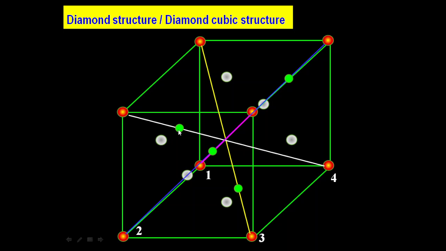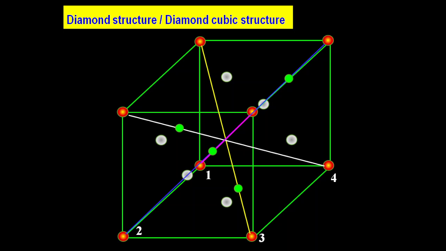So those four atoms are placed alternately at 1/4 and 3/4 distance of particular diagonals. So this is the diamond cubic structure. The diamond structure consists of 8 corner atoms, 6 face centered atoms, and 4 atoms alternately placed at 1/4 and 3/4 distance of the diagonal. Those 4 atoms, which I have shown in green color, are present along the diagonal inside this unit cell. So this is the diamond structure, and it is also called the diamond cubic structure.